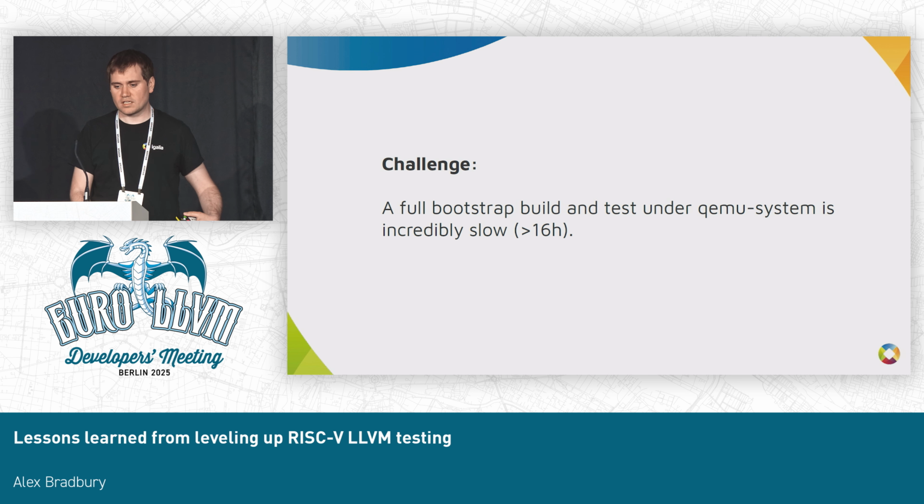We set that up and running, but as I say, it's a little bit slow. Running under full system mode emulation, this is where it's simulating a full RISC-V system, including running a Linux kernel compiled for RISC-V, doing a full two-stage bootstrap build, running the included unit tests. Takes something like 16 hours. What can we do about this?